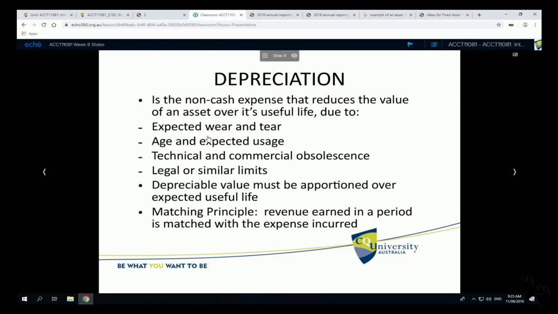And we try and say it's due to expected wear and tear, the age, the expected usage, technical and commercial obsolescence, legal or other limits, and we'd like to acknowledge those items in depreciation, but really it comes down to an estimate of allocating that cost over its useful life. So we call that allocated cost a depreciable value, because there are generally two components in a depreciable value, and they're in the formulae that I'll go through next. And that depreciable value is apportioned over the expected useful life.